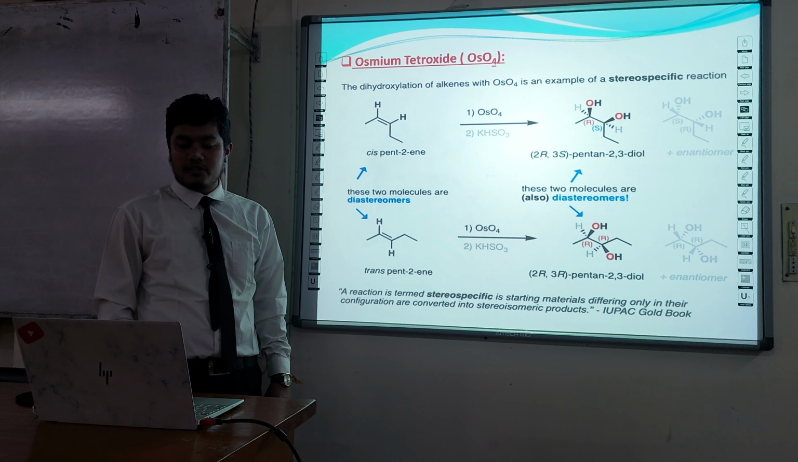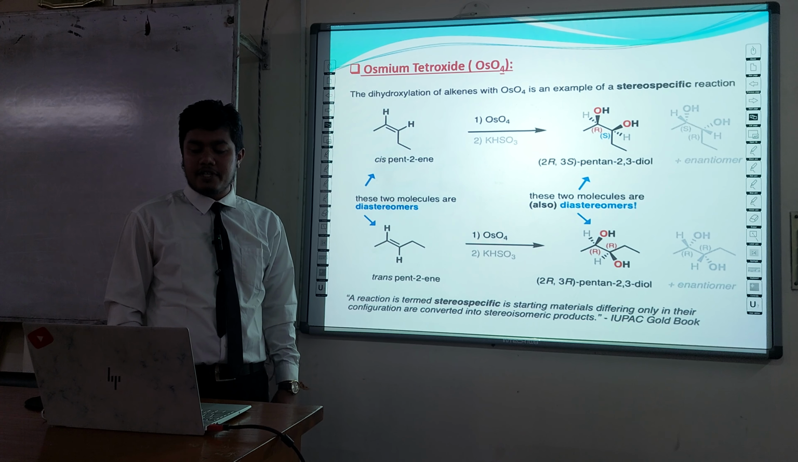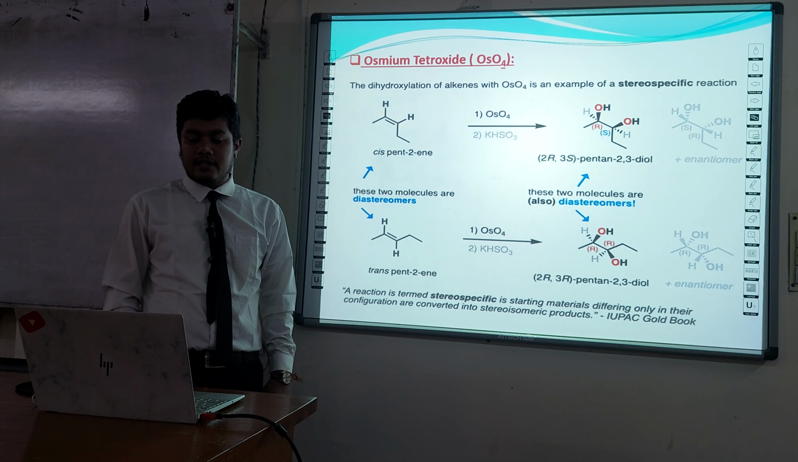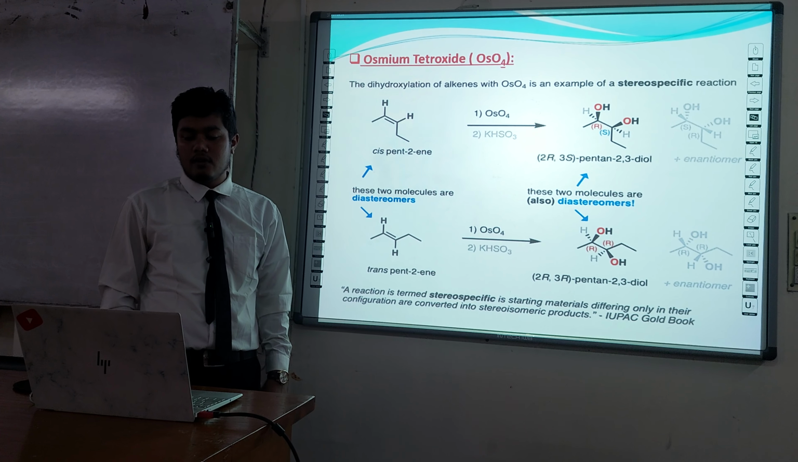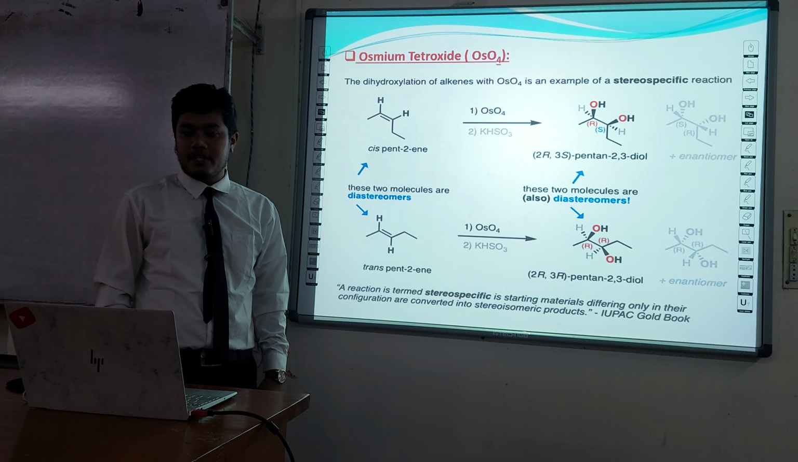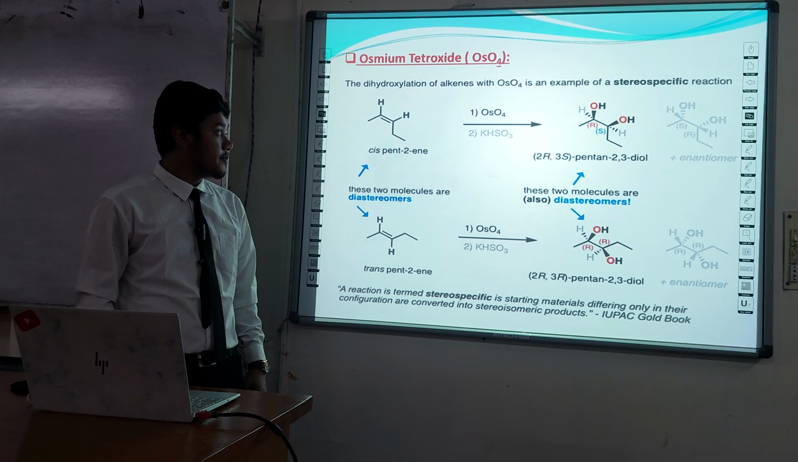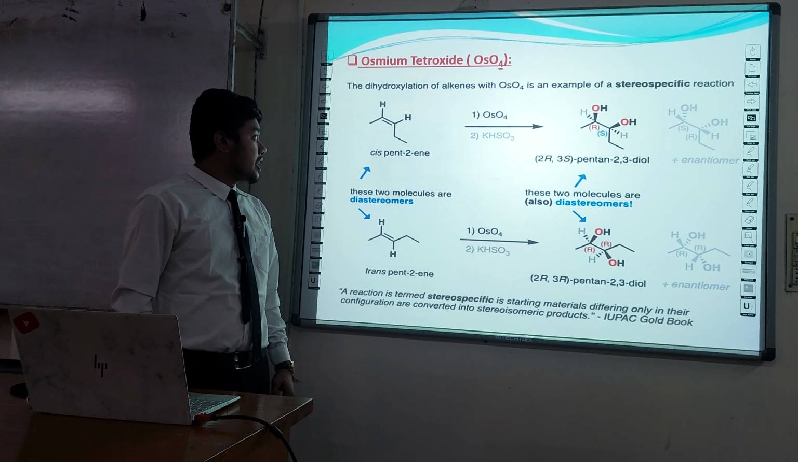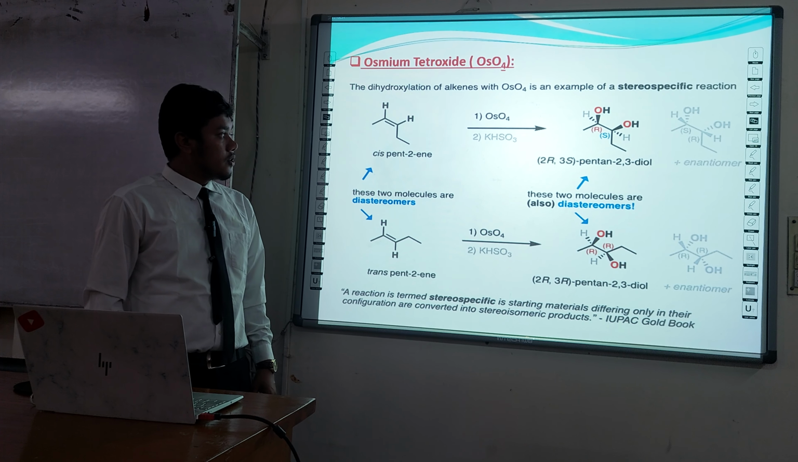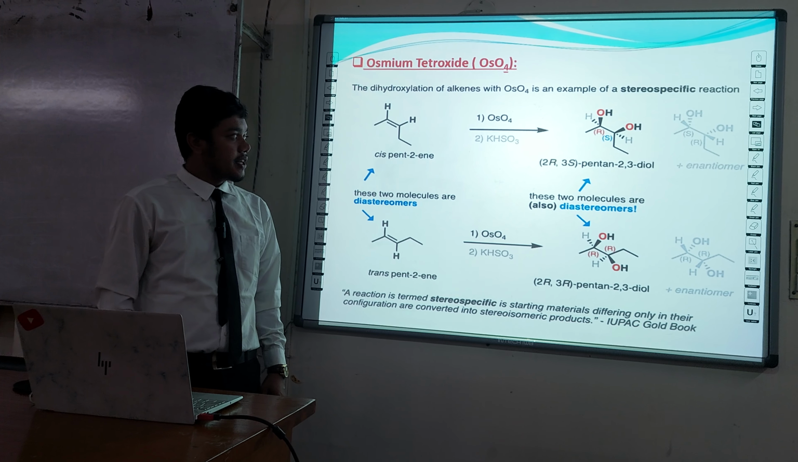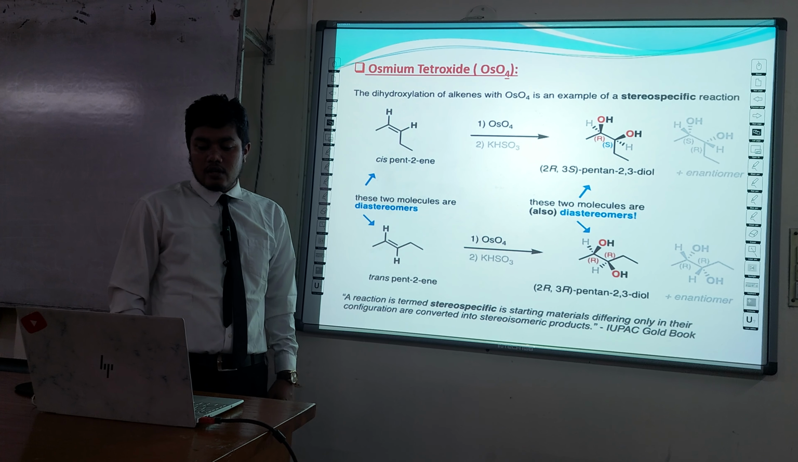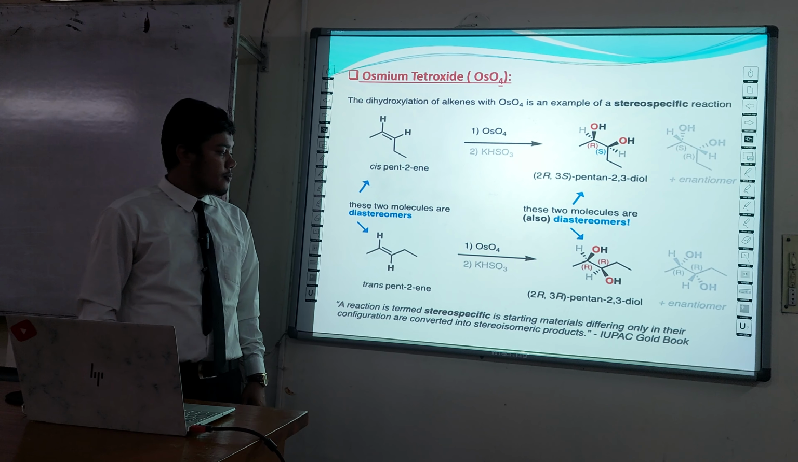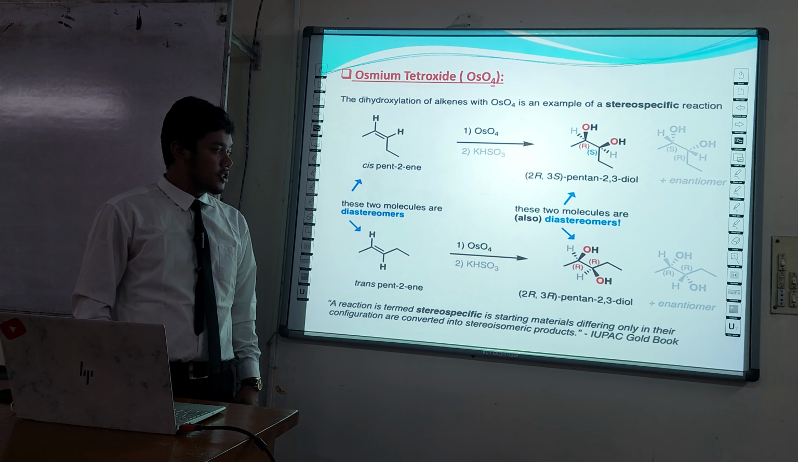Now I will turn to the second reaction, alkene reaction with osmium tetraoxide. We know that osmium tetraoxide is a reagent for hydroxylation of alkenes, and it is an example of a stereospecific reaction. We see that cis pent-2-ene reacts with osmium tetraoxide and forms the product 2R,3S pentane-2,3-diol, and trans pent-2-ene reacts with osmium tetraoxide and forms 2R,3R pentane-2,3-diol.